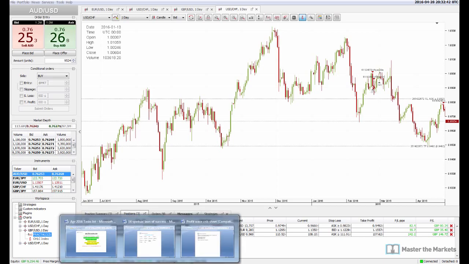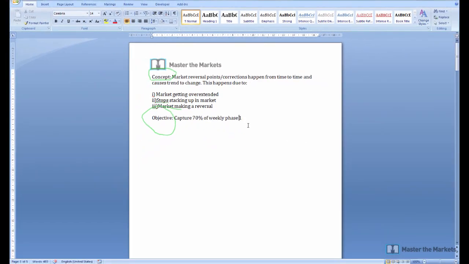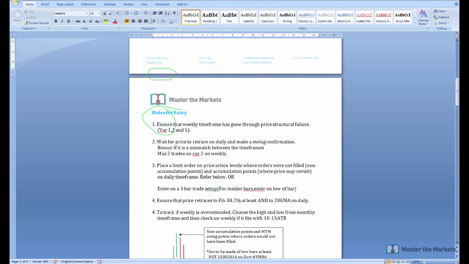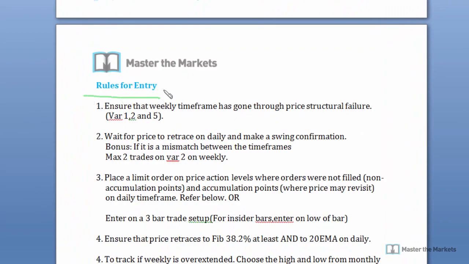The first thing we always say is the three components of a trading system. First, you need to have a crib sheet like this. Always have your concept and your objective. It will be different for different trading strategies, so don't confuse them all into one strategy. That's very important. Next, you will have rules for entry.